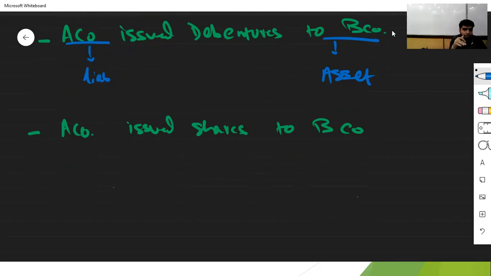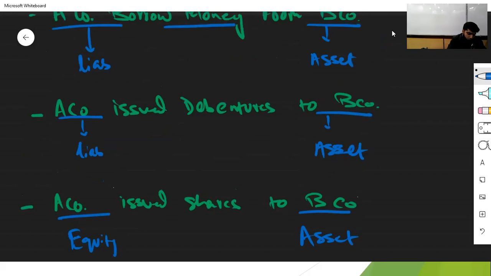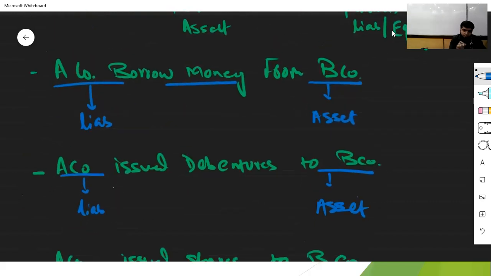Now what is that? Is it a liability for A company? No, this is not a liability for A company, but yes, that is equity for A company, as their share capital has increased. It means this agreement is creating equity for one company and an asset for the other company. That is, it's an asset for B company, because B company is investing the amount. So in the above three examples, we have seen that B company is making an investment.